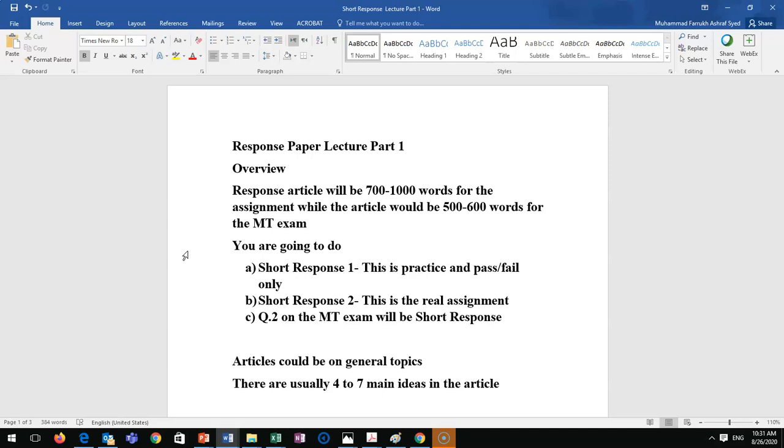In part 2, we will discuss how many paragraphs you have to write in response 1, response 2, and the midterm exam response, how to write the introduction, how to write body 1, how to write body 2. So maybe we will have 3 lectures.